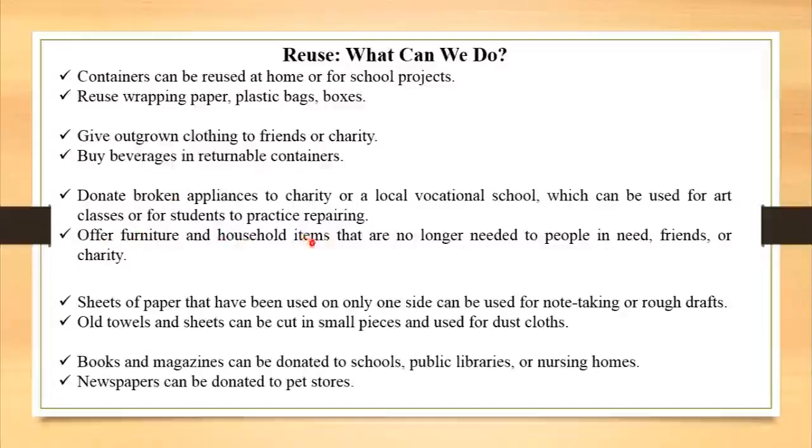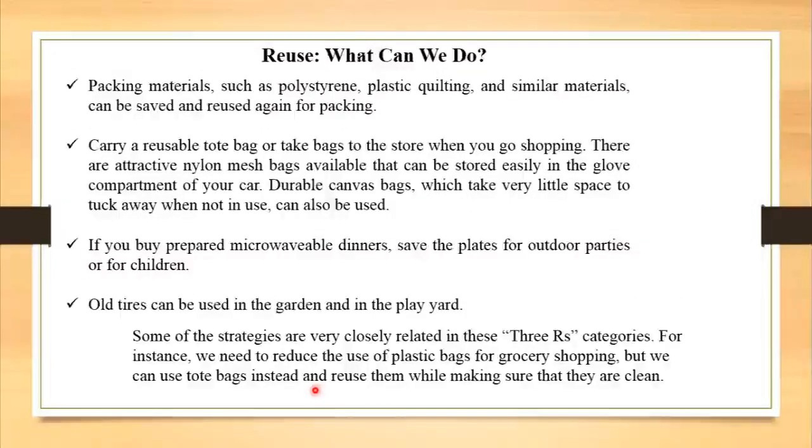You can offer furniture and household items that are no longer needed to people in need, friends or charity. Sheets of paper that have been used on only one side can be used for note taking or rough drafts. Books and magazines can be donated to schools, public libraries or nursing homes. Newspapers can be donated to pet stores. Packing materials like polystyrene, plastic quilting and similar materials can be saved and reused again for packing.